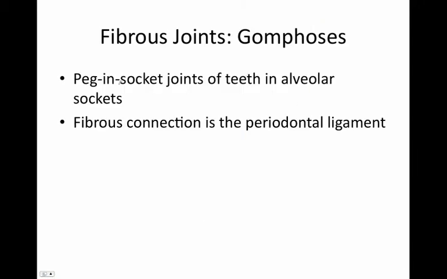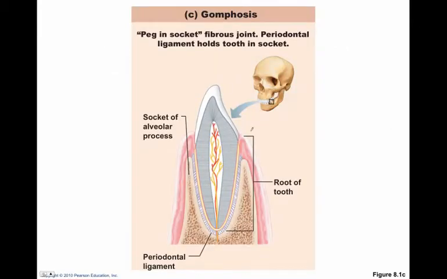A gomphosis then is peg and socket, joints of the teeth and alveolar sockets. When we see alveola, we'll see alveoli in the lungs, and then we've seen alveoli within the pockets that hold the teeth. And there's a fibrous connection that is the periodontal ligament. So again, bone to bone with this ligament, and what it's actually doing is holding each of our teeth into the bone of either the mandible or the maxilla, so these ligaments are important to holding our teeth directly into the bone.